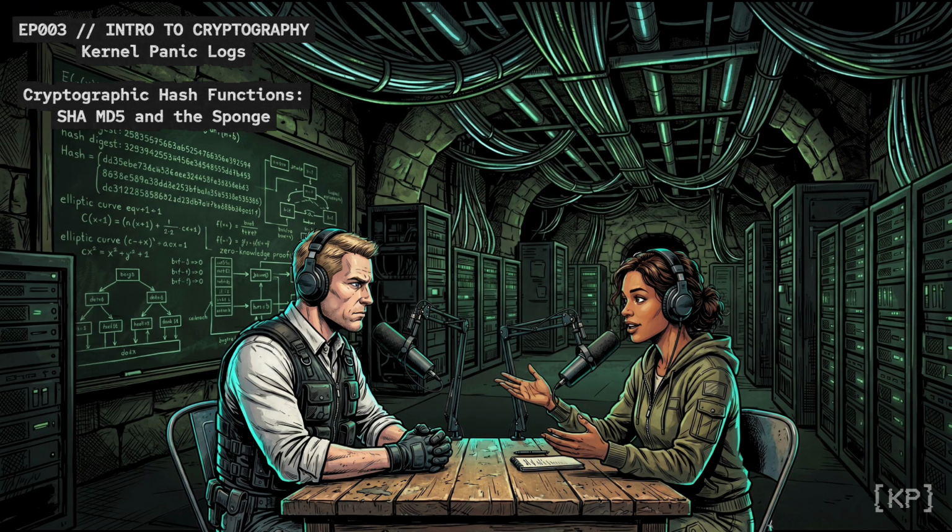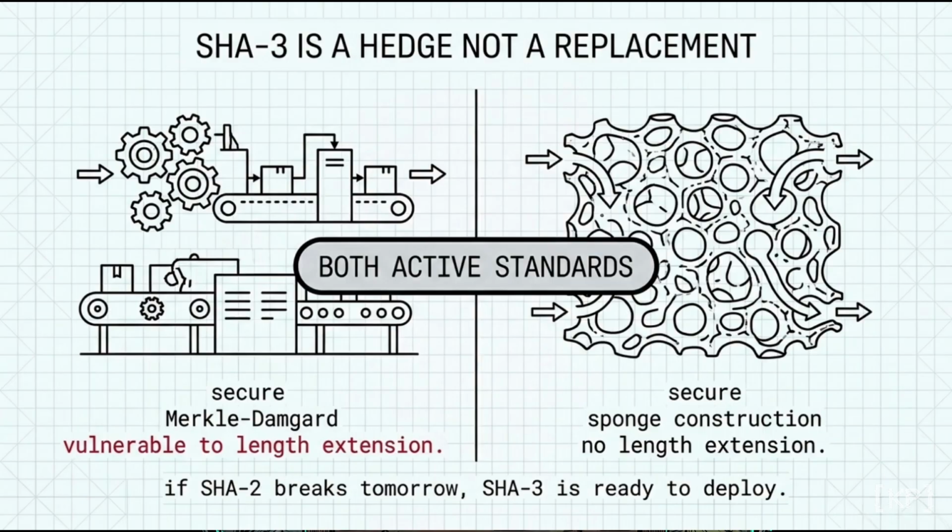That's terrifying. The security community realized that simply adding more bits to a flawed assembly line wasn't a permanent solution. If a mathematical shortcut was found for SHA-2, the entire digital economy would be at risk. They needed a backup plan, built from the ground up on a totally different architectural philosophy. Which initiated the search for SHA-3. Exactly. Between 2007 and 2012, NIST ran a massive public competition to find the next generation of cryptographic hashing. The winner was an algorithm named Keccak, which was formally standardized as SHA-3.